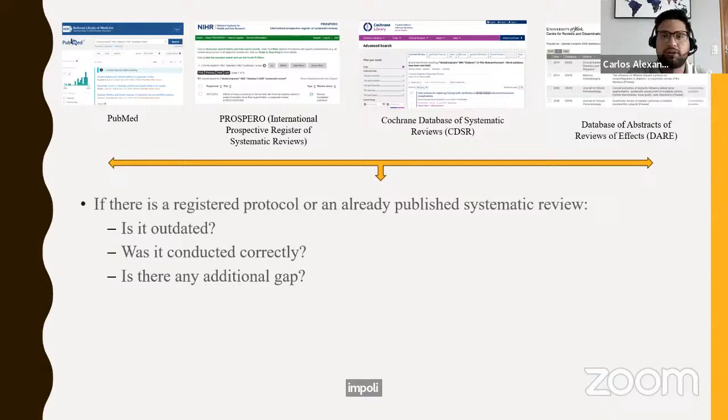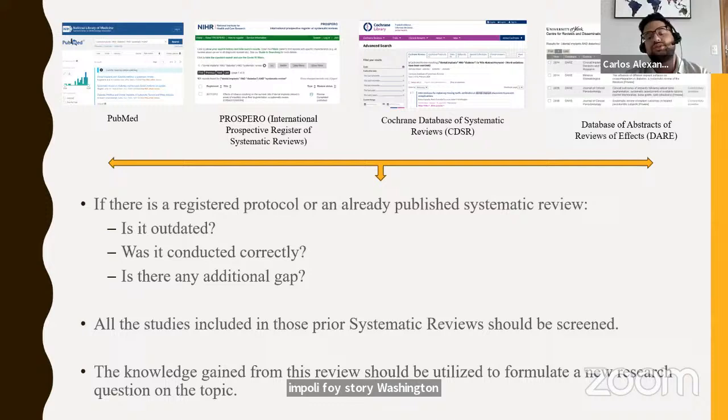All the studies included in those systematic reviews, the ones that you found, should be screened. It doesn't mean that you should include them in your systematic review, but those studies are going to help you to create the search strategy, to find keywords, to understand the inclusion and exclusion criteria. So those studies will be very important. And of course, the knowledge that you gain from those reviews will help you to formulate a research question, and to design your own systematic review on the topic in an improved way, let's say.